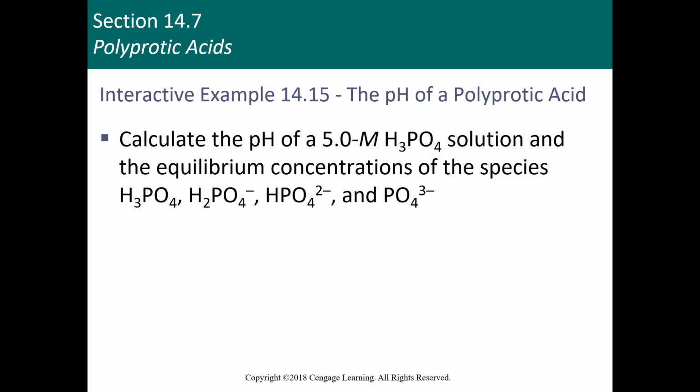So let's calculate the pH of 5 molar H3PO4. Now here what we're seeing is this is a triprotic acid. Again, that's the 3 protons right there. And let's go ahead and get the equilibrium concentrations of the species.